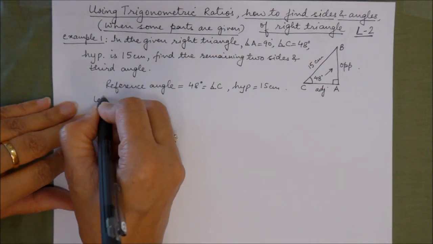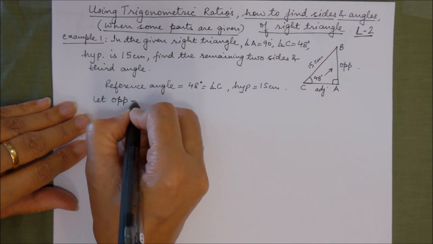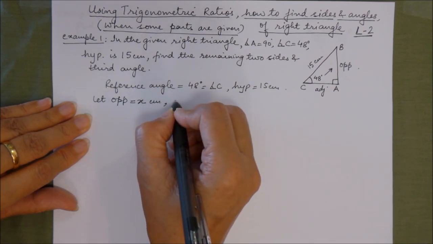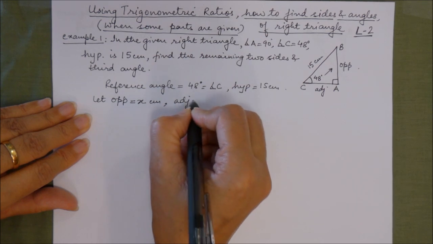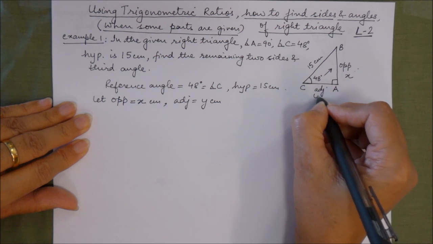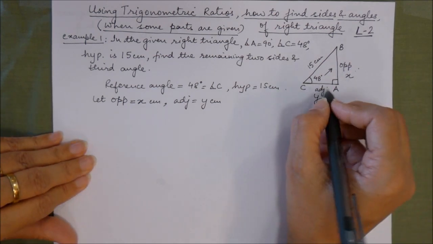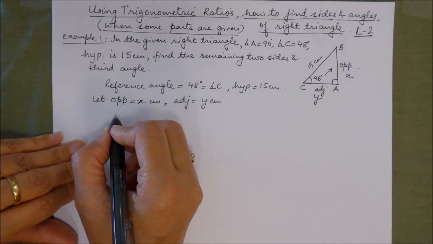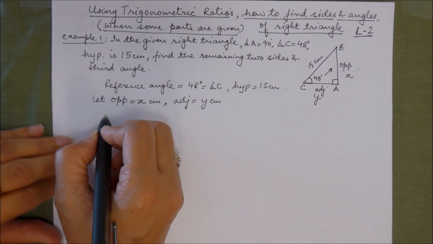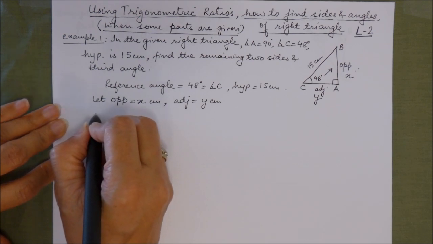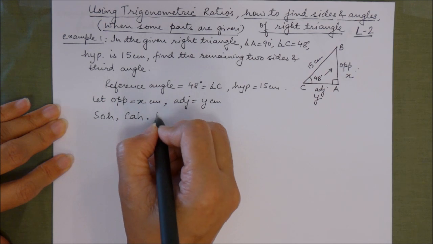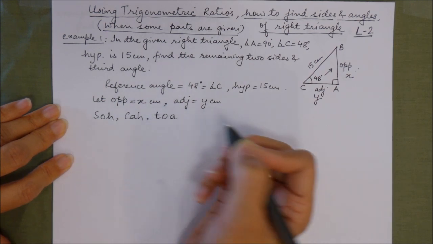So let the opposite side be x centimeters and the adjacent side be y centimeters. This we take as x and this one as y. Now we will use SOHCAHTOA to find the sides x and y. So how do we use it? I'll tell you. First we write SOHCAHTOA.